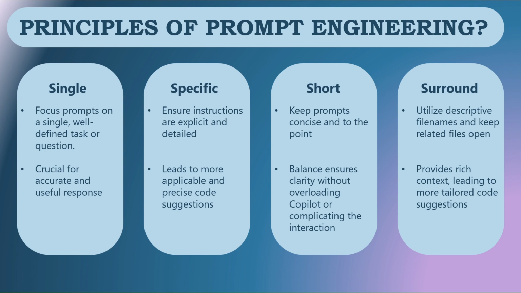The second principle is specific, which is ensuring that your instructions are explicit and detailed. Specificity leads to more applicable and precise code suggestions. The third principle is to keep the prompts short, which means while being specific, keep prompts concise and to the point. This balance ensures clarity without overloading Copilot and complicating the interaction.